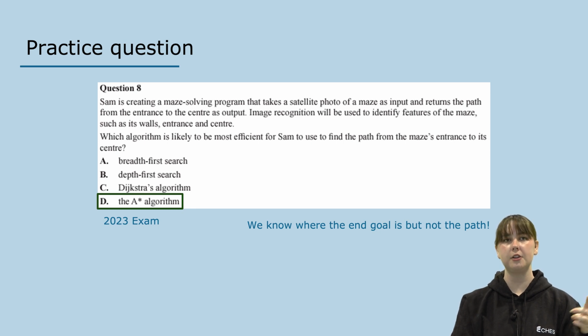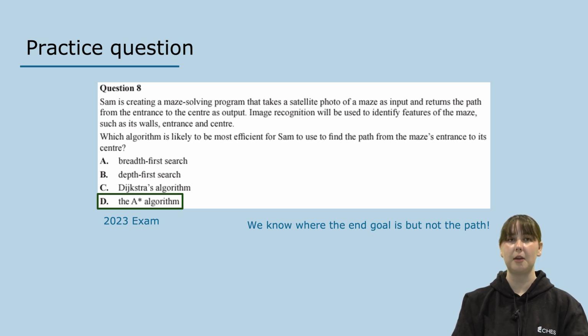We're looking for an efficient algorithm, and we have some prior knowledge here. We know where the center is. So if we think about breadth first search and depth first search, they're not very efficient, and they don't know where the center is regardless. So they're not going to be that efficient for this question because we have that information. Something like Dijkstra's algorithm would maybe be quite efficient, but because we have that information, I would say that A star is going to be our best option here because we know where the end goal is. So I would choose A star, and that's your answer.